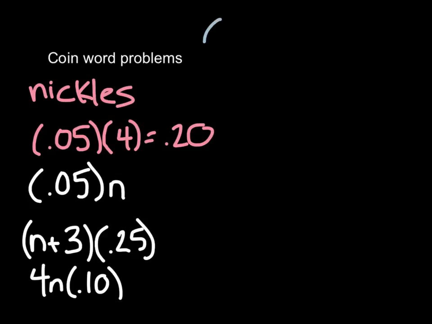So let's try a coin problem from the homework. Mary has 3 times as many dimes as nickels. In all, she has $1.40. Write let statements to describe the number of dimes and nickels she has in terms of x. Important things: we have to figure out which one is the most simple thing that we're working with. Is it dimes or is it nickels? Well, Mary has 3 times as many dimes as nickels. So the simple thing is the nickels.